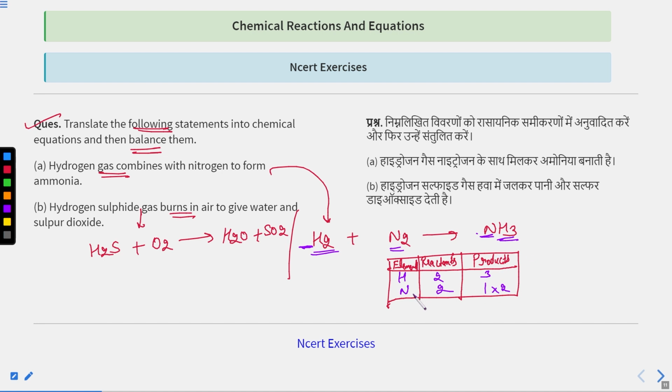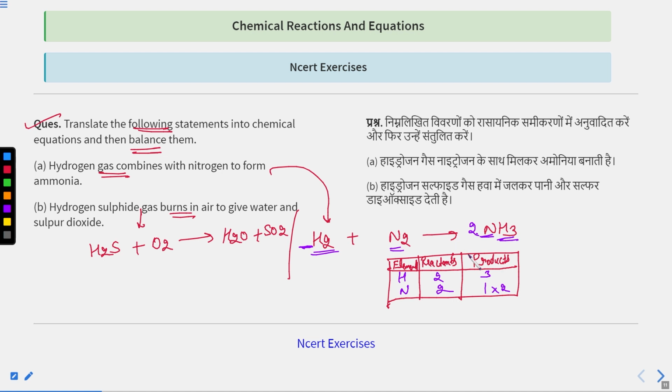So you can see the number of atoms of nitrogen in the reactant side is 2 and the number of atoms of nitrogen in the product side is 2. If we multiply this ammonia with 2, if we put a coefficient in front of ammonia, it will become 2NH3, and now the number of nitrogen atoms in the product side is 2, and in the reactant side it is also 2. So the number of atoms of nitrogen in the reactant side and product side are equal.